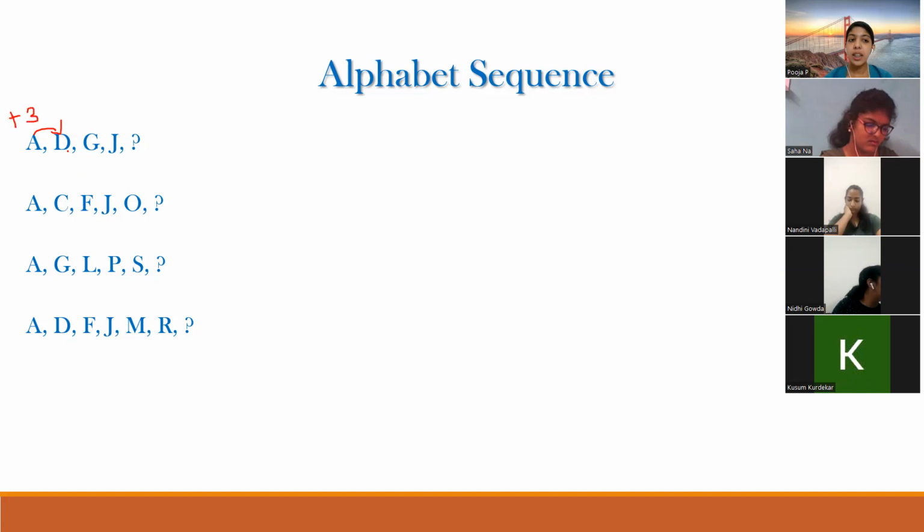The next two terms are D and G. So D, E, F, G. You get again plus 3. Again G and J. G, H, I, J. J is your third letter again. So you have plus 3 as your answer. So hope you're able to find out that there is a plus 3 pattern followed.